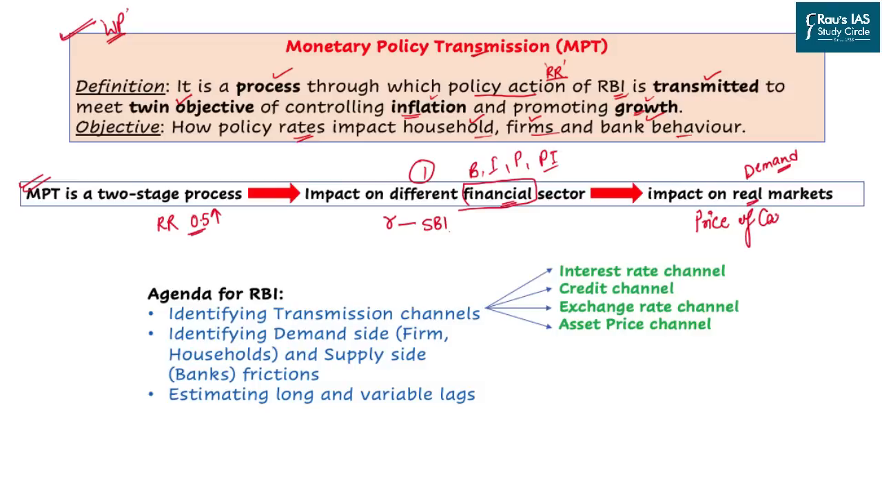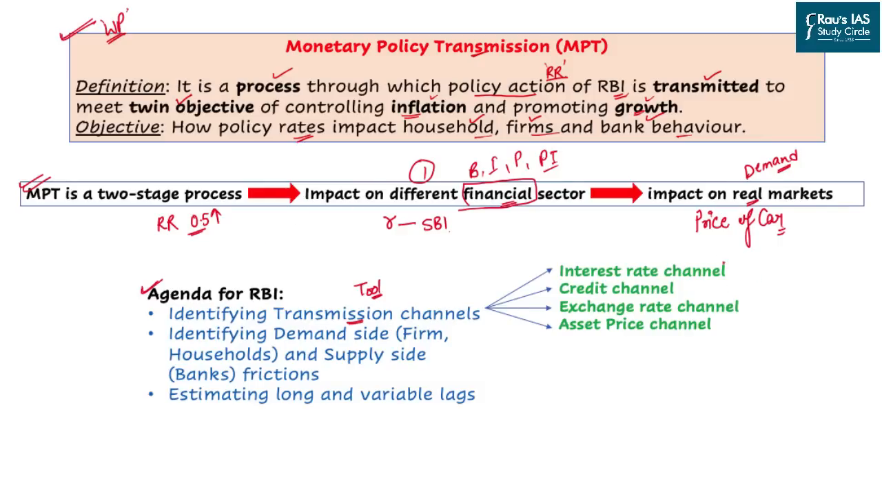So this is the impact on the real sector. So it's a two-stage process of monetary policy transmission. The agenda for RBI in this process is to identify what should be the transmission channel, that is, what tool RBI is going to use in order to transmit its policy to the final consumer. For this, RBI has four important channels.